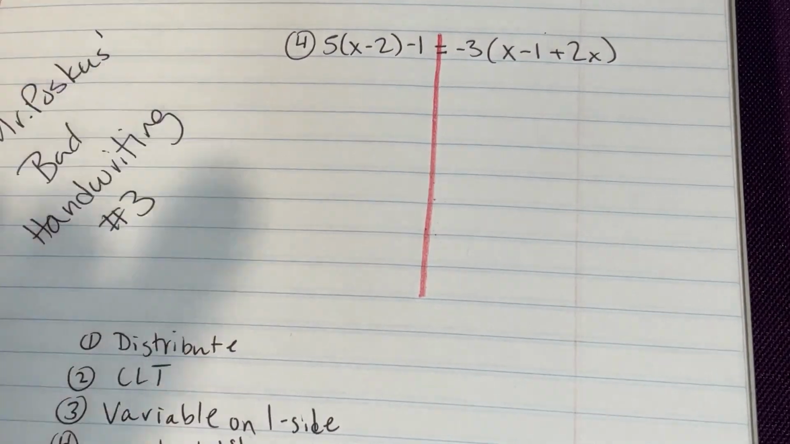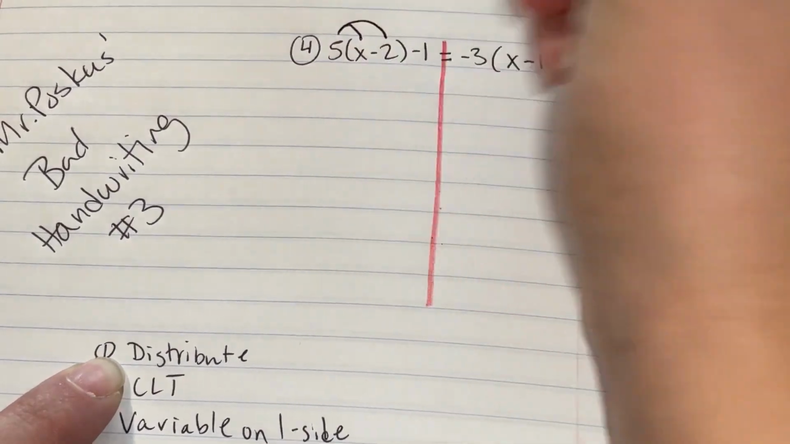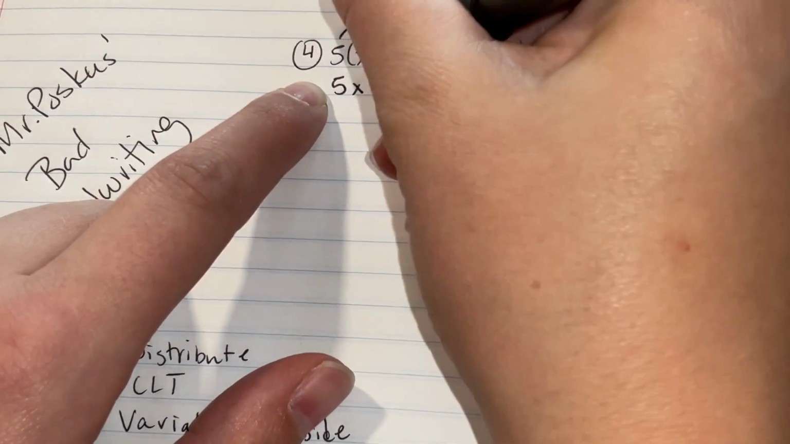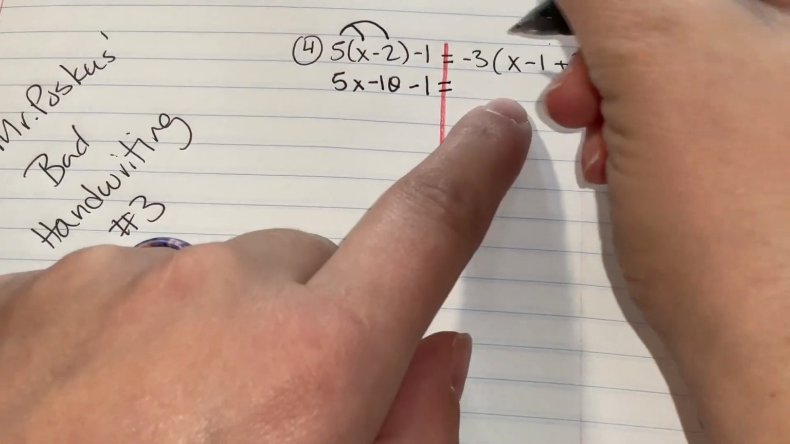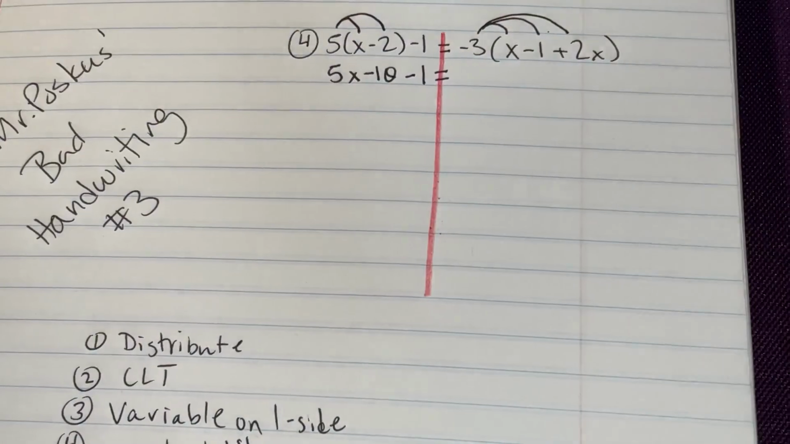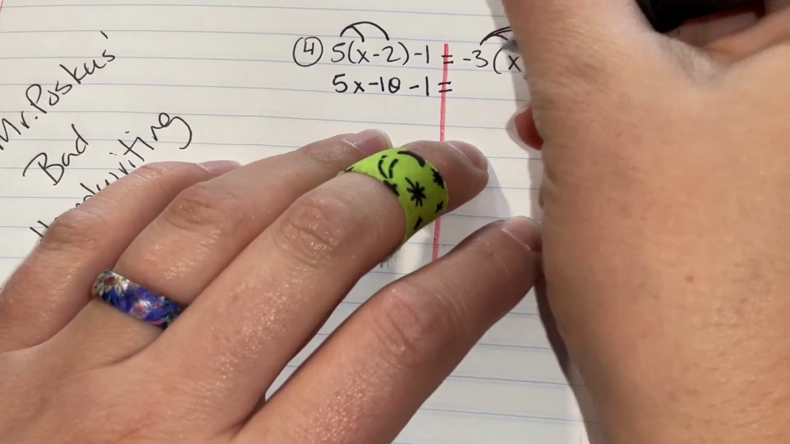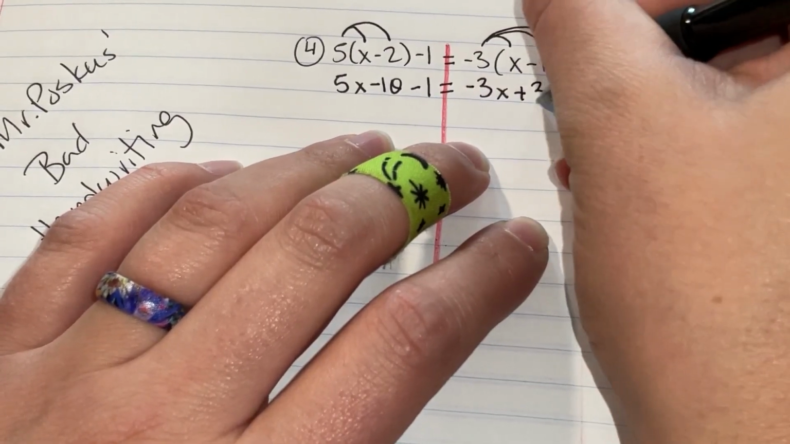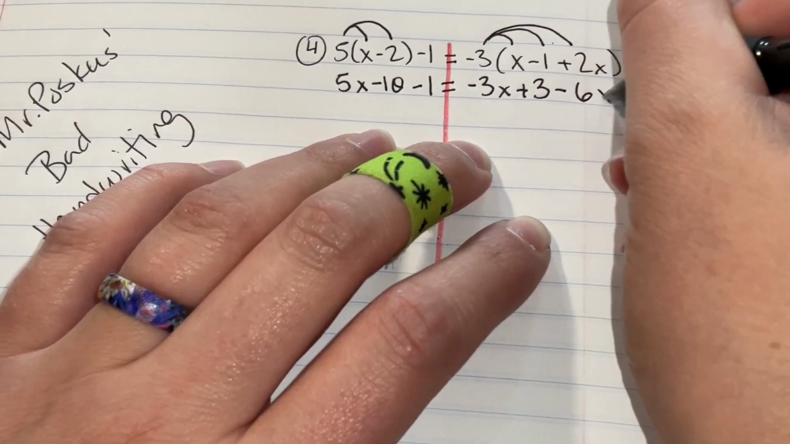So here we go. We got some distributing to do, so let's do that. And we can double dose. We can do 5. So 5 times x is 5x. 5 times negative 2 is negative 10. Drop down that negative 1. Equal sign. Then you can also distribute that negative 3 at the same time because they are different parentheses that we are dealing with. So it's okay to double dose. So negative 3 times x is a negative 3x. Negative 3 times negative 1 is a plus 3. Negative 3 times 2x becomes a minus 6x.